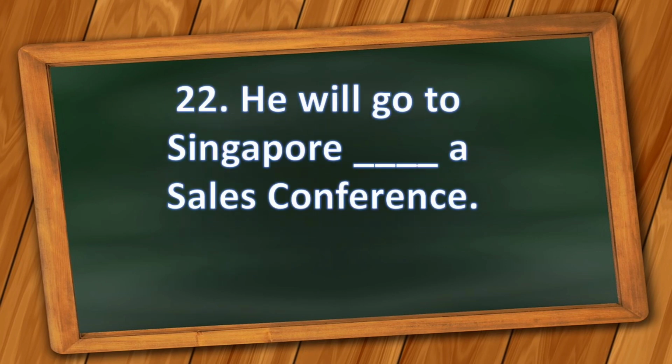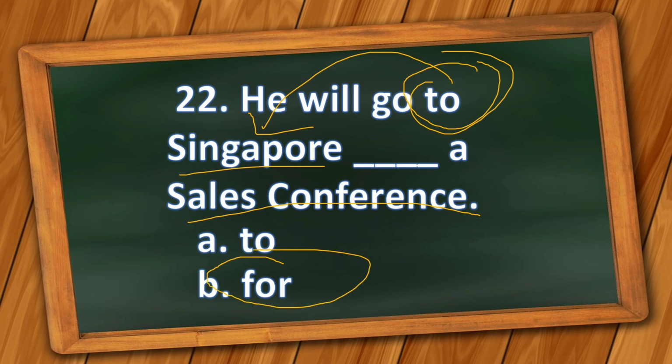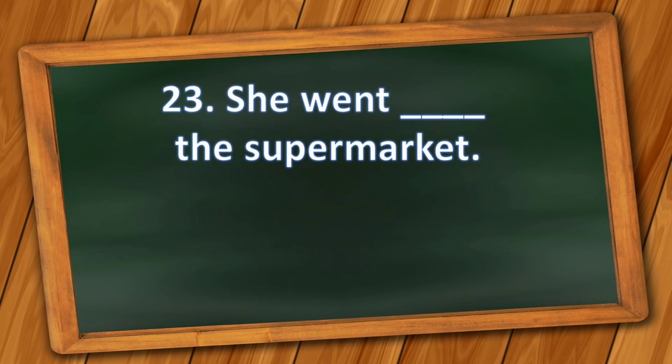Number 22. He will go blank Singapore, papunta siya doon. Ang gagamitin natin dito ay to, dahil pumunta sa Singapore. Pero para saan? Tama, sa sales conference. Kaya ang gagamitin ay for. Noun ang sales conference.